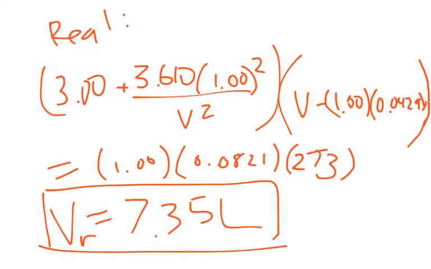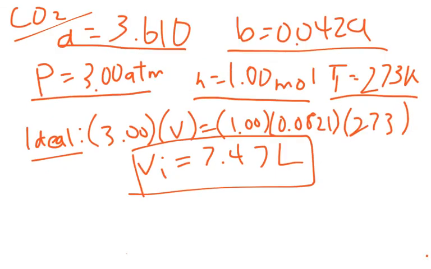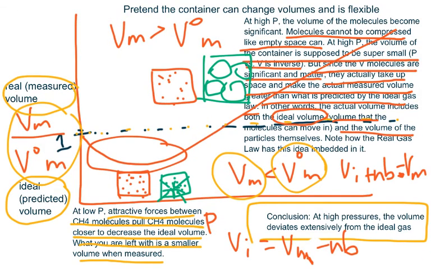So that's all I wanted to do in this video. Feel free to pause and look at the work and plug it in on your own if you're curious. And one last thing I forgot to mention, this graph is a graph for methane gas, so that's why I put methane there. So this graph is graphing the relationship between the real volume and the ideal volume for methane gas. So I forgot to mention that.